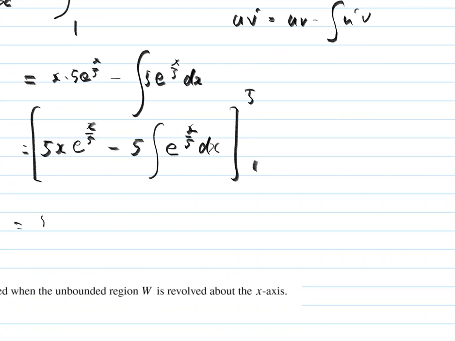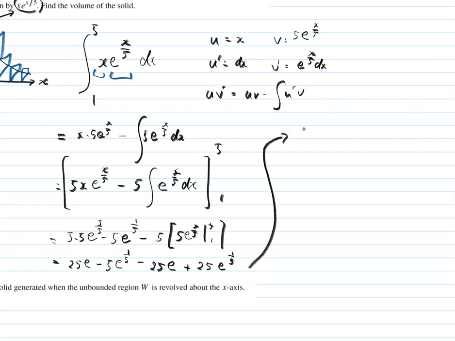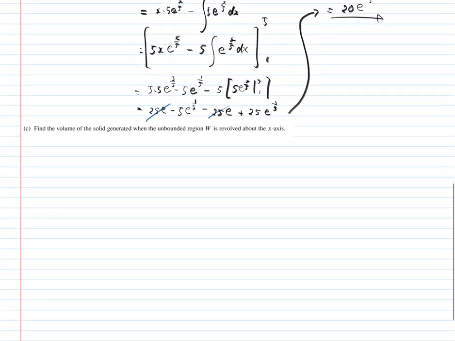Alright, so plug in 5 first. Minus, and plug in 1, right? Minus 25e minus 5e to the 1 over 5 times 25e minus 25. No, hold on. That was just plus e to the 1 over 5. Okay. Here you can cancel. So the remainder is 20e to the 1 over 5. That's the volume exactly.